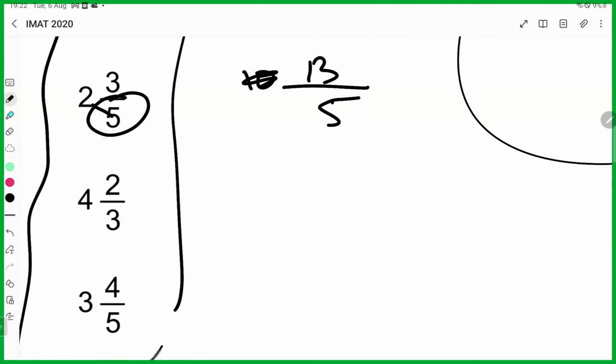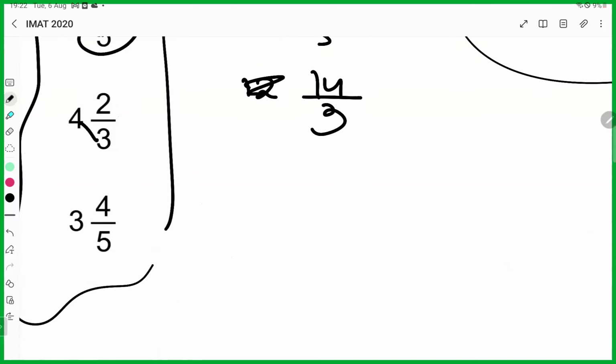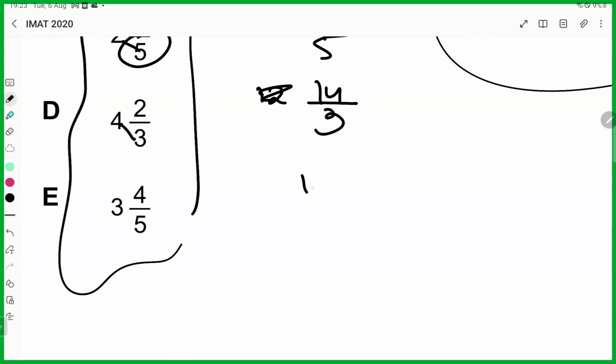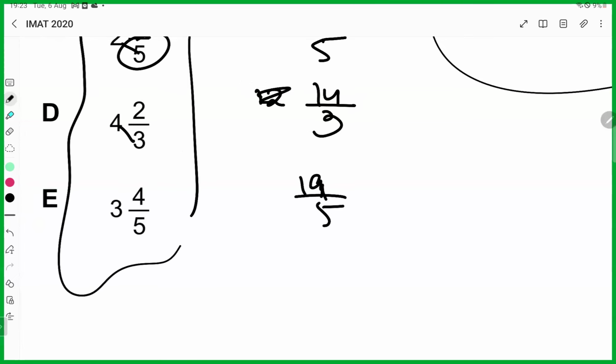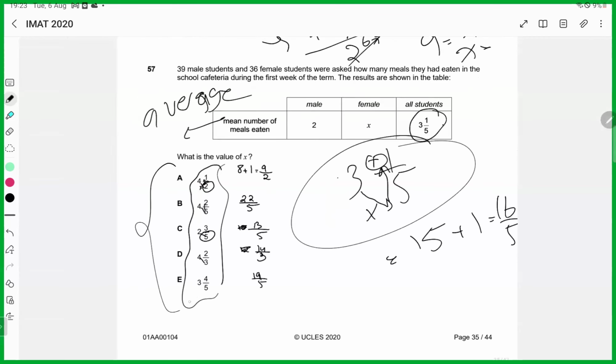4 times 3 is 12. And then 12 plus 2 is 14. And then 14 over 3. And then 3 times 5, 15, okay, 19. Okay, so you know now how to solve this kind of thing, which comes in this way. Now we're going to go to the question.